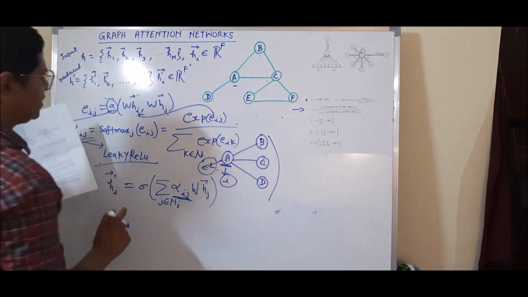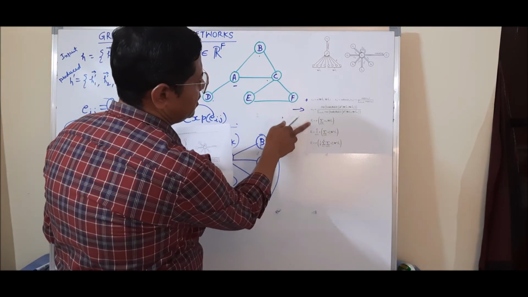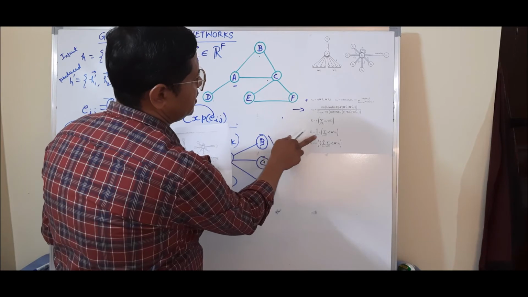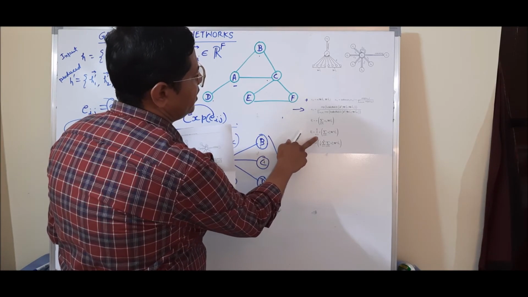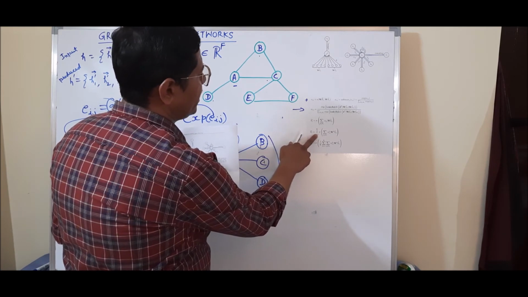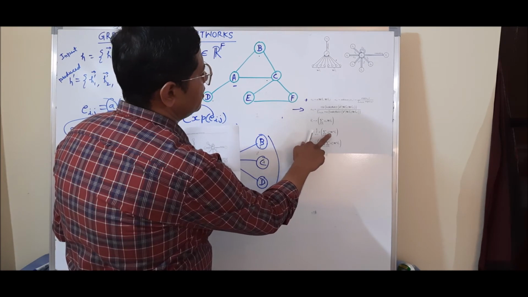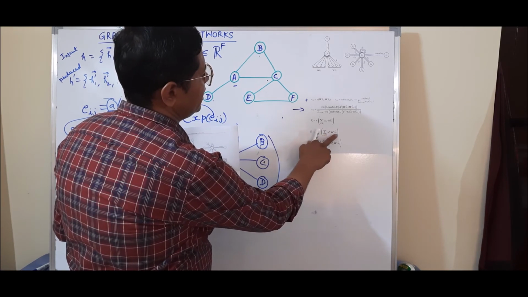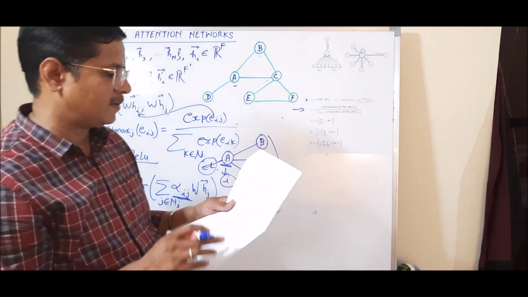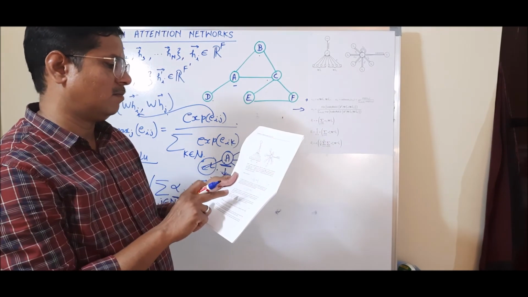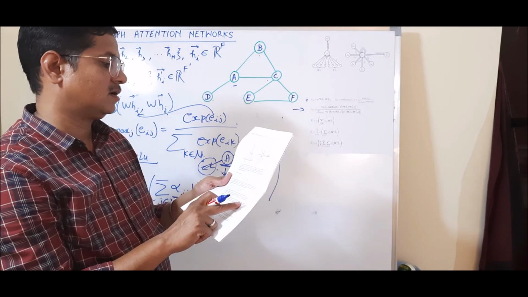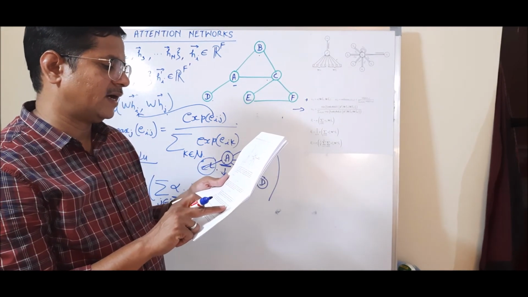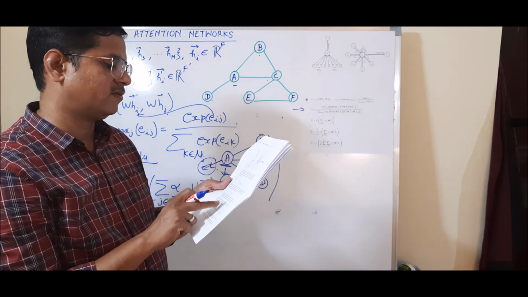So similarly we can do the same thing, but the only changes they made are in this equation and this equation, is they have calculated K such kind of attentions and concatenated the weights for all of those attentions for a given node i. So for j, for all nearest neighbors, they have computed those nodes and then added it. Now in this paper they have considered one scenario, like if we perform multi-head attention on the final prediction layer of the network, concatenation is no longer sensible. Instead, we employ averaging and delay applying the final nonlinearity, usually softmax or logistic sigmoid for classification problems.